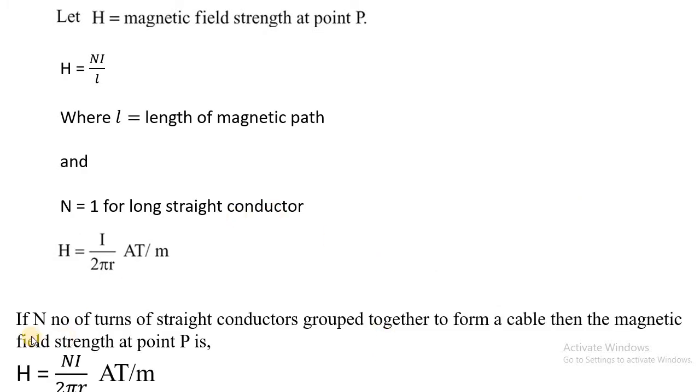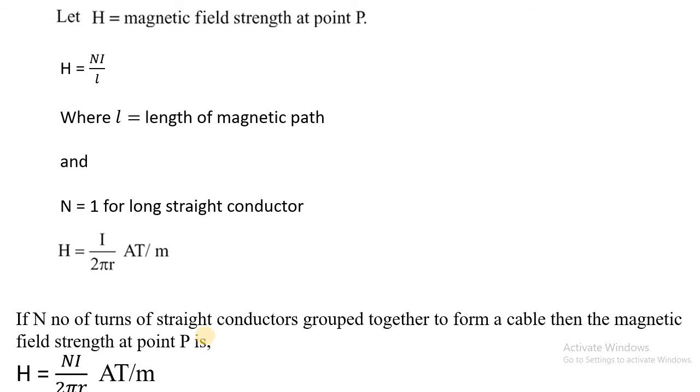So what is the meaning of that? If n number of straight conductors are grouped together to form a cable, then the magnetic field strength at point P is capital H equal to Ni upon 2 pi r ampere turn per meter. So this N indicates what? Number of straight conductors. Now in this case I have taken 10, so it is 10I upon 2 pi r. If I have taken pi, it will be pi I upon 2 pi r. Clearly understood first case, everyone?